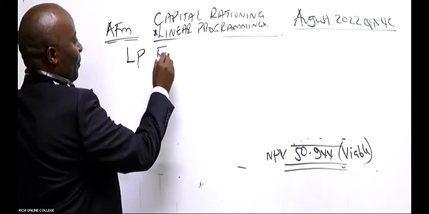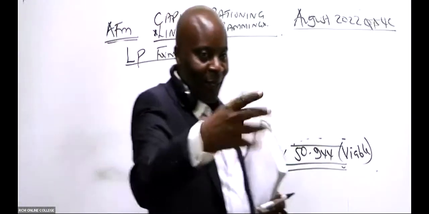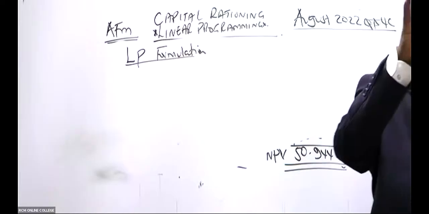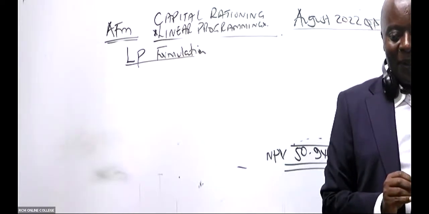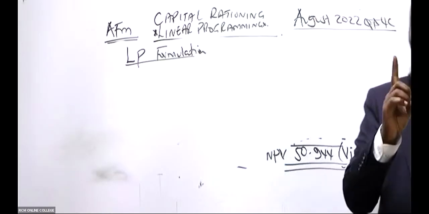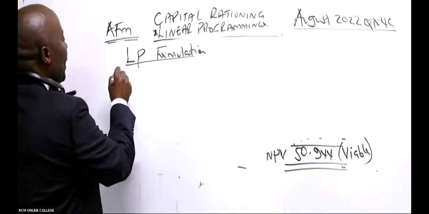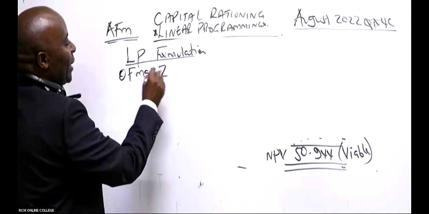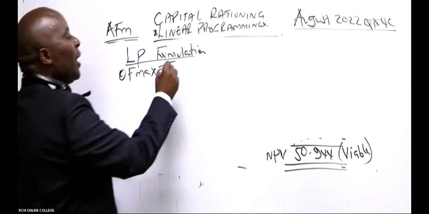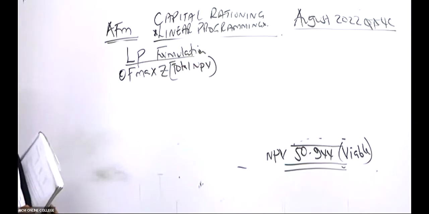Is there any student who could be remembering how linear programming equations were looking like when you guys were doing QA? What should be the top line? Top equation. Lincoln has tried, he has said it is maximize. So the objective function here should be to maximize Z. And remember, for us in financial management, our Z will always be total net present value.